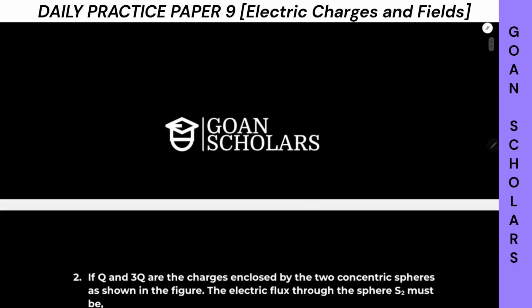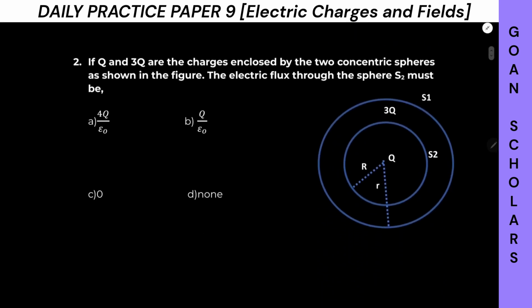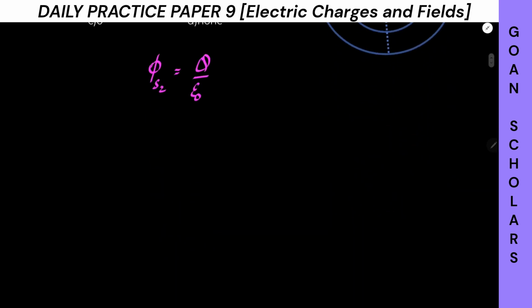So let's move to question number 2 here. Question 2 says, if Q and 3Q are the charges enclosed by the two concentric spheres as shown in the figure, the flux through surface or sphere S2. Now I have already explained in the previous one, again I am repeating. If you are looking at S2, only the charge Q is enclosed by S2. So flux phi according to Gauss's law will be charge Q by epsilon naught, right? So the flux because of S2, let me write here S2, that will be Q by epsilon naught. Okay, so correct answer is option B.